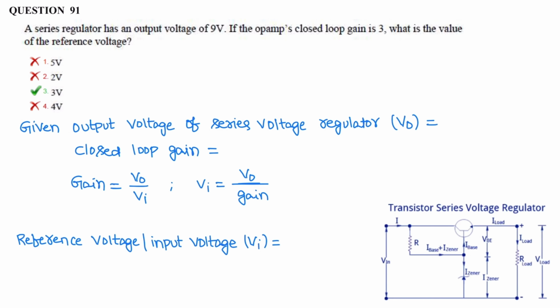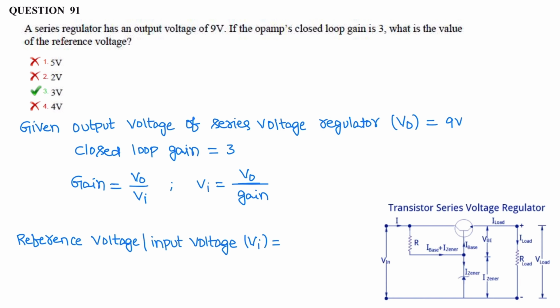First question. A series regulator has an output voltage of 9 volts. If the op-amp closed loop gain is 3, what is the value of reference voltage? Given the output voltage of series voltage regulator V0 is 9 volts, and the closed loop gain is 3.